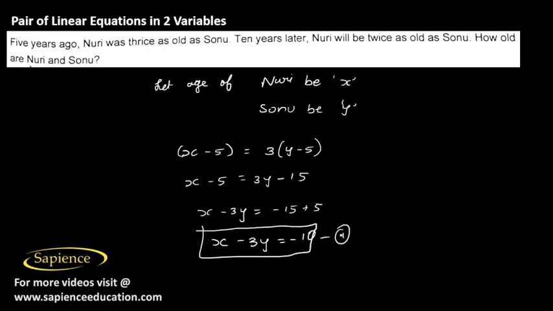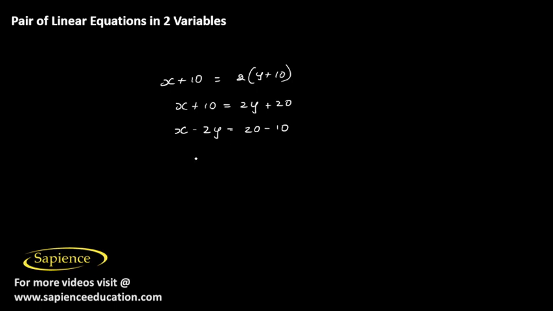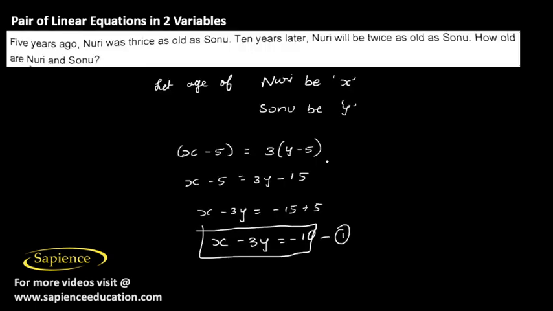First equation. Now it is given Nuri will be twice as old as Sonu 10 years later. So after 10 years, Nuri's age will be x plus 10, and she will be twice as old as Sonu. So x plus 10 equal to 2y plus 20, x minus 2y equal to 20 minus 10, or x minus 2y equal to 10. This is our second equation, and the first equation is x minus 3y equal to minus 10.